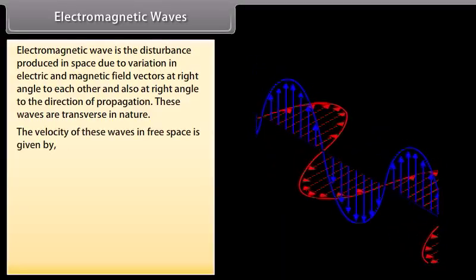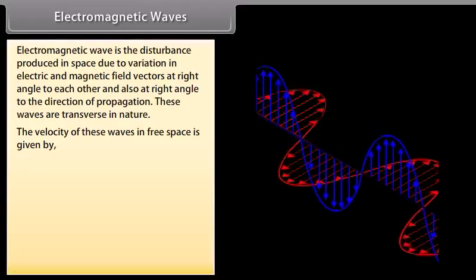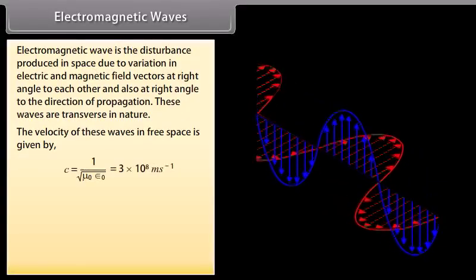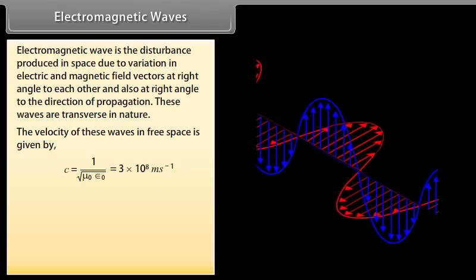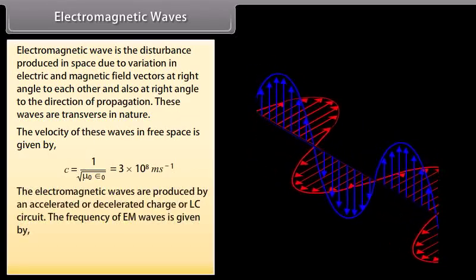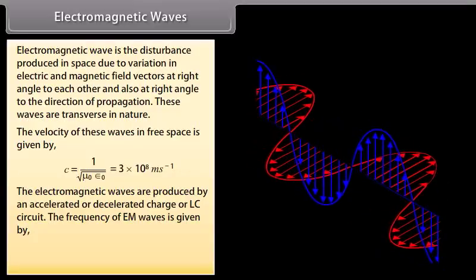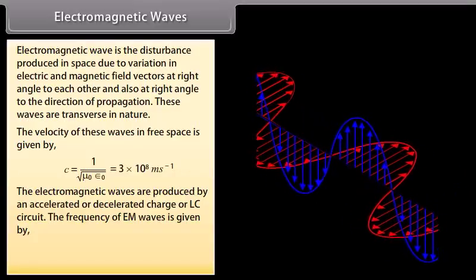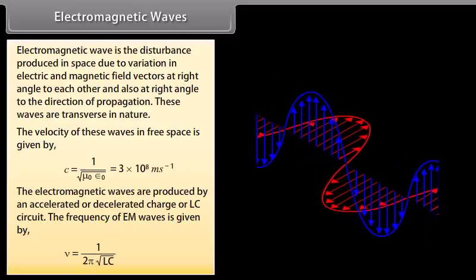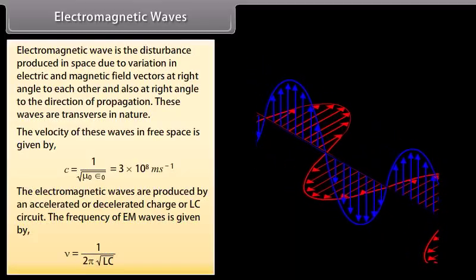The velocity of these waves in free space is equal to the velocity of light, which is equal to 3 into 10 raised to the power 8 meters per second. Electromagnetic waves are produced by an accelerated or decelerated charge in an LC circuit. The frequency of EM waves is given by 1 upon 2 pi root LC.